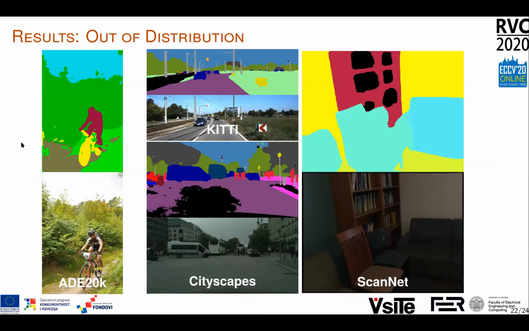Here we show out-of-distribution detection in other datasets. In Scannet, books on the bookshelf are detected but do not belong to Scannet classes. The same goes for rail tracks in Kitty and cobblestones in Cityscapes. On ADE 20K, less than 1% of pixels are seen as out-of-distribution.